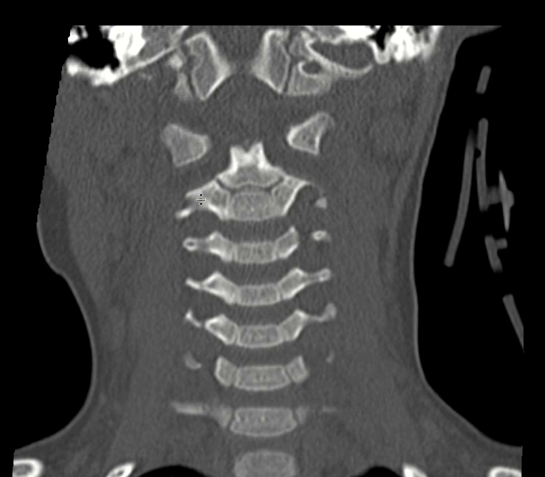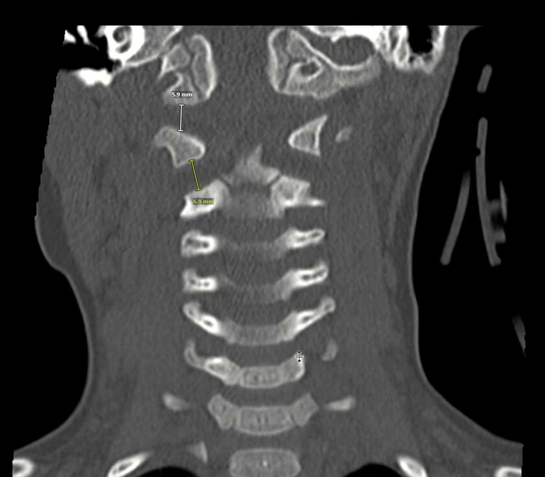This is very worrisome for craniocervical dissociation, and it is a very serious injury. I'm going to show you in my next video what happens with the cord and what spinal cord injury we're going to see. When we see this craniocervical dissociation in this kid, we are going to see a lot of ligamentous injury.